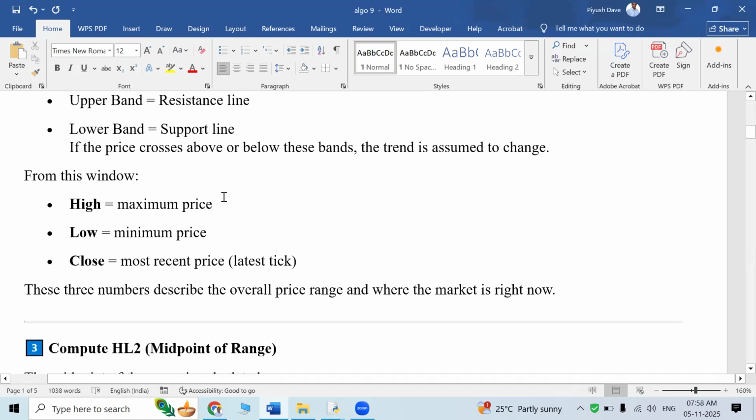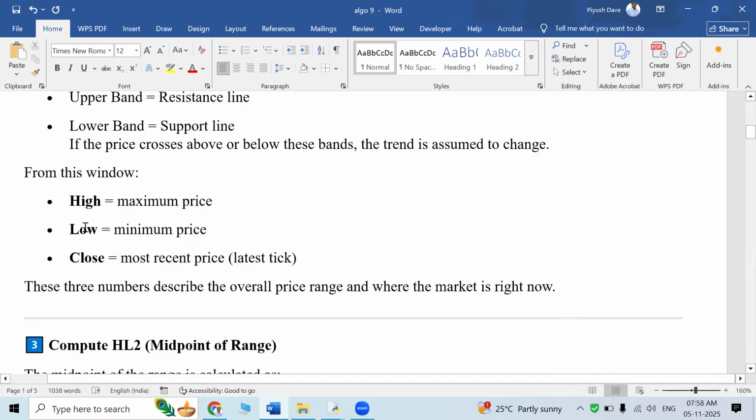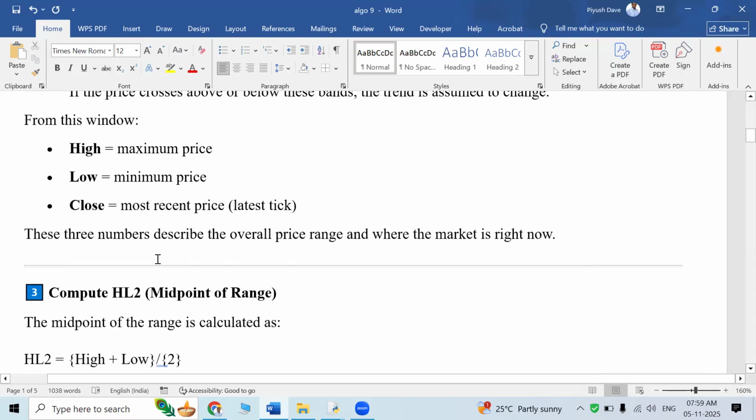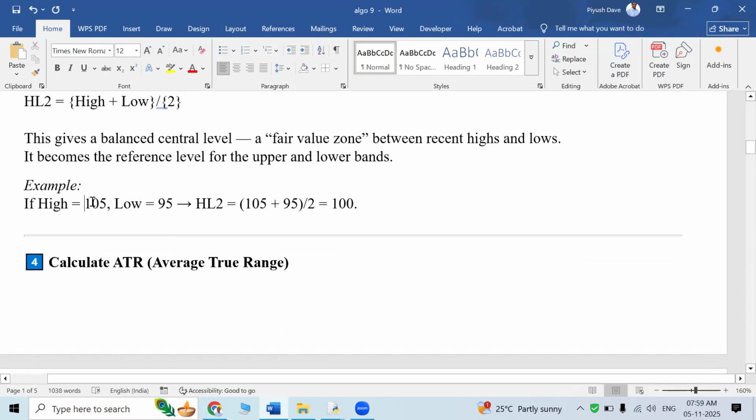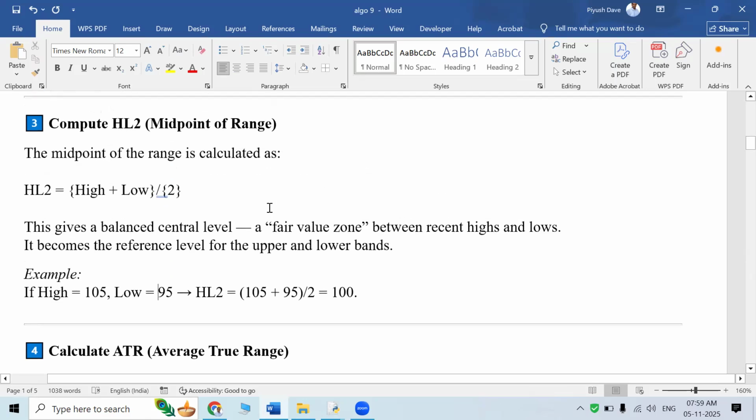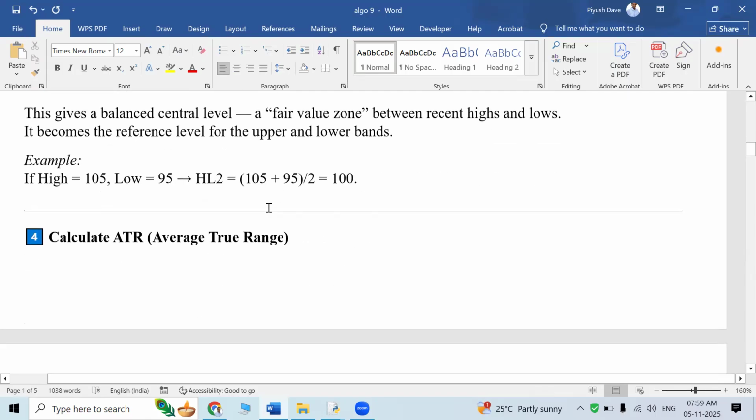The 20 prices collected over the window give the maximum price, minimum price, and the close price, the last tick of the market. Based on that, we calculate the mid range of the market. The mid range is high plus low divided by 2, which gives the fair zone or balanced line. Let me explain with one value. The high value in the window is 105 and the low value is 95. Then 105 plus 95 divided by 2 is 100. So 100 will be the midpoint of that range.